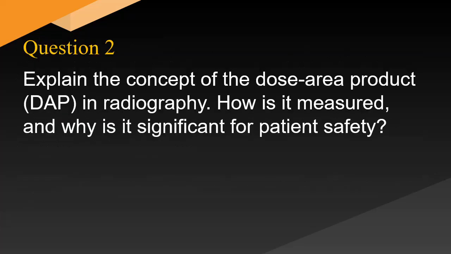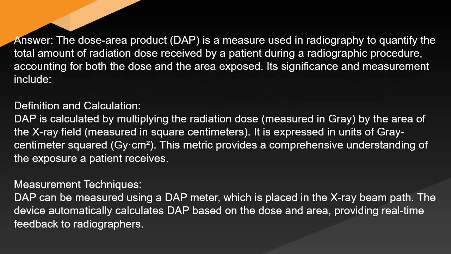Explain the concept of the dose area product, DAP, in radiography. How is it measured and why is it significant for patient safety? Answer: The dose area product, DAP, is a measure used in radiography to quantify the total amount of radiation dose received by a patient during a radiographic procedure, accounting for both the dose and the area exposed.